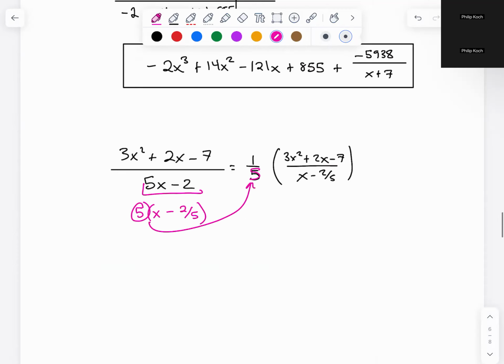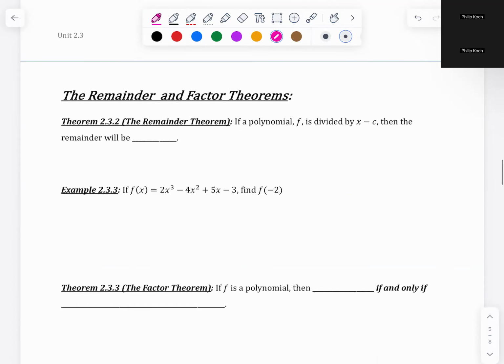So, all right, back to this one. So, why do we care about synthetic division at all? Now, this first theorem is not super useful in its core, but it is useful because it proves the factor theorem. So, if f is a polynomial and it's divided by a binomial x minus c, then the remainder will be f of c.